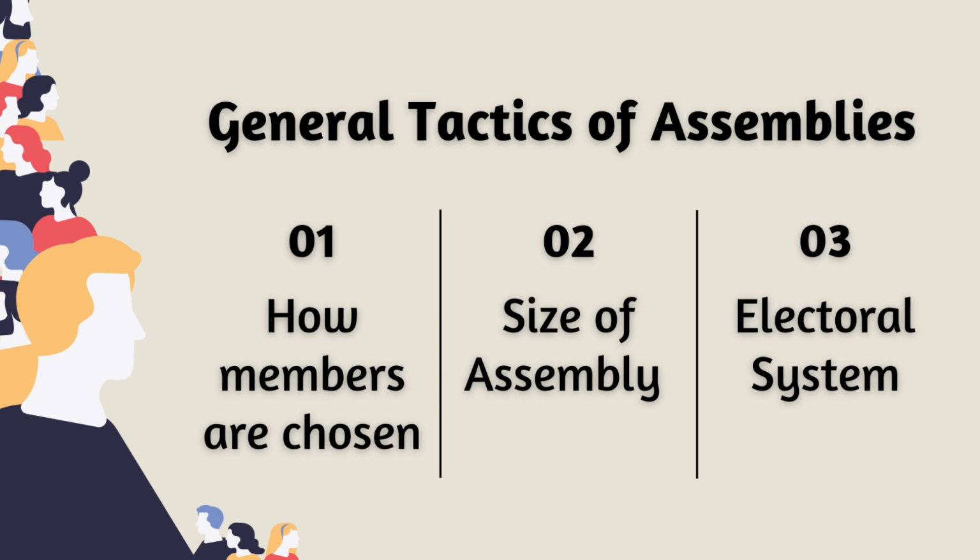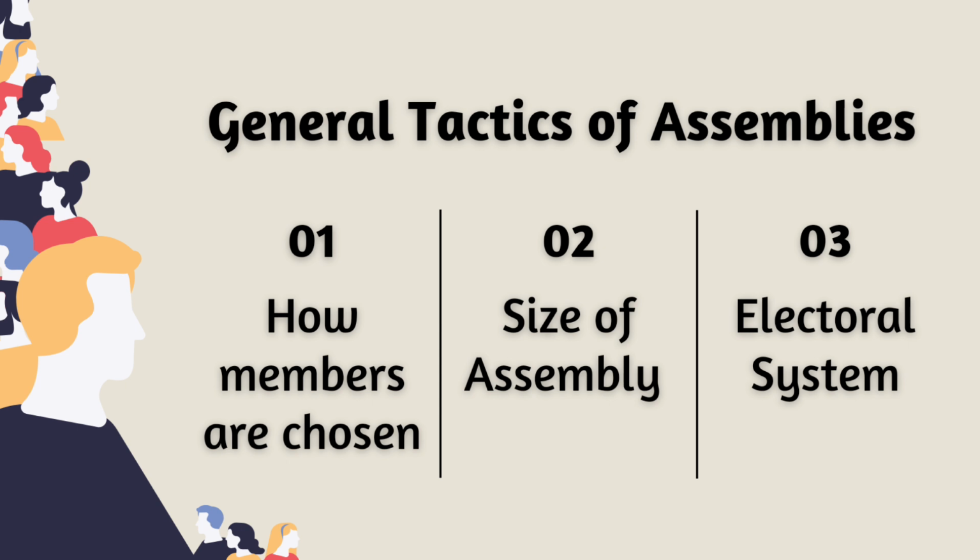Assemblies or parliaments have differences based on how members are chosen, the size of the assembly, and the electoral system. So how are members chosen? A member can be elected by the people, like in the Philippine Congress, or appointed by the leader, as in the Canadian Senate. Some assemblies also use a mix of both.